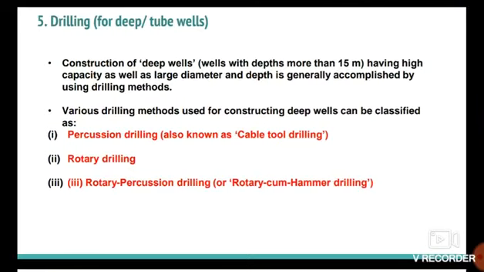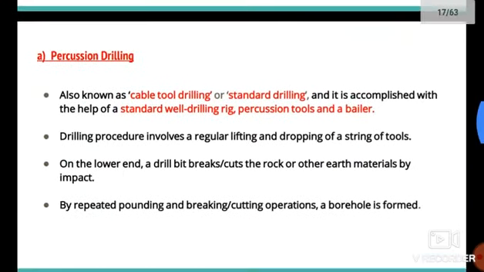Another important method is drilling. Drilling is mainly done for deep and tube wells. There are three main methods of drilling: percussion drilling, rotary drilling, and rotary percussion drilling. Percussion drilling is also known as cable tool drilling, in which we use the hammering effect for loosening the soil. In rotary drilling, we use the rotary effect of the drill bit for removing the soil. In rotary percussion drilling, we use both forces, the hammering force as well as the rotary force of the drilling bit, for removing the soil from the bottom. So we'll move on to each of them.